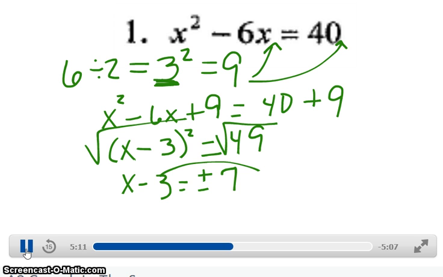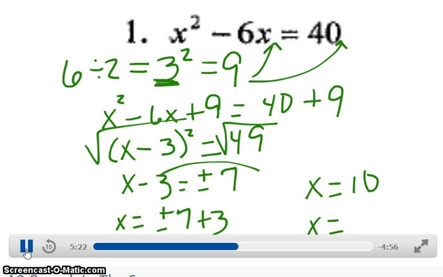Last step is to move that 3. X is equal to plus or minus 7 plus 3. So get your two answers. X is equal to 7 plus 3 is 10. X is equal to negative 7 plus 3 is negative 4.